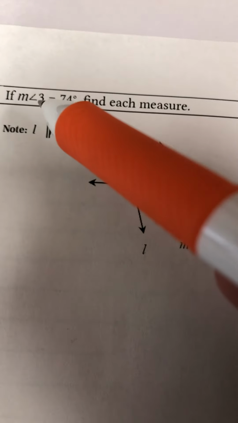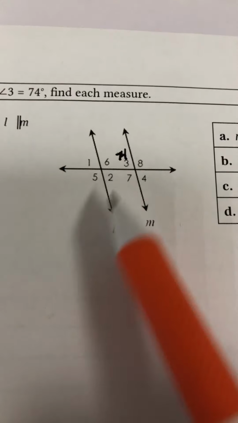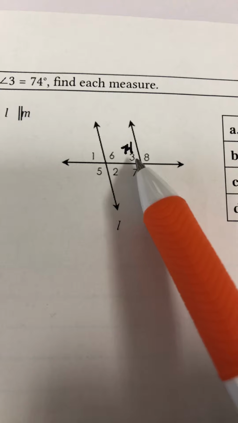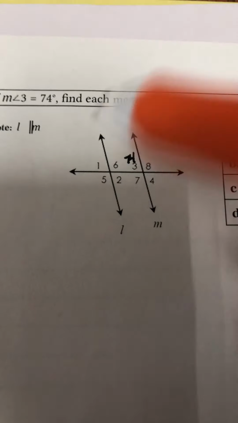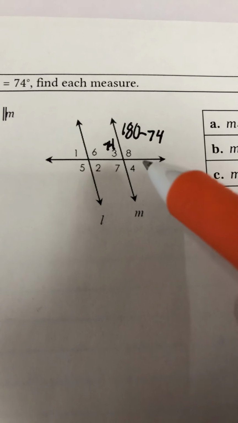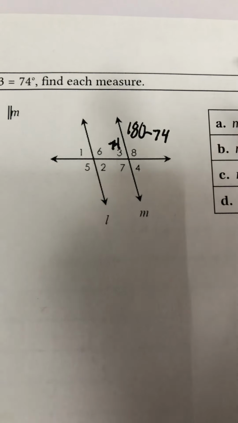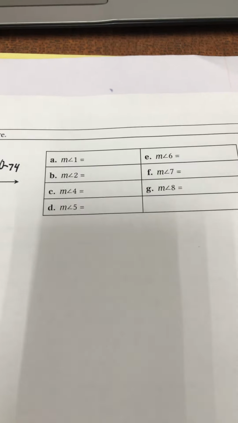It's good to mark this one if angle 3 is 74. So this one's 74. All the acute ones are going to be 74, all the other ones that are less than 90, like number 3. On the other side, like 8, this is going to be 180 minus 74. All your obtuse angles are going to be the same. Anything more than 90, so 8, 7, and a couple other ones over there, are going to be whatever 180 minus 74 is. You're going to write all your answers here in A through G. I really hope this helps, and good luck with this quiz.